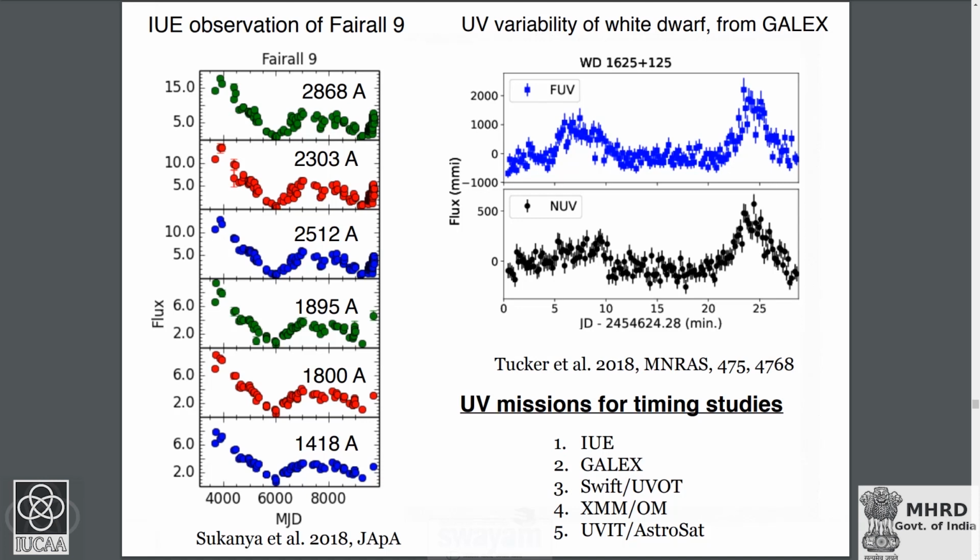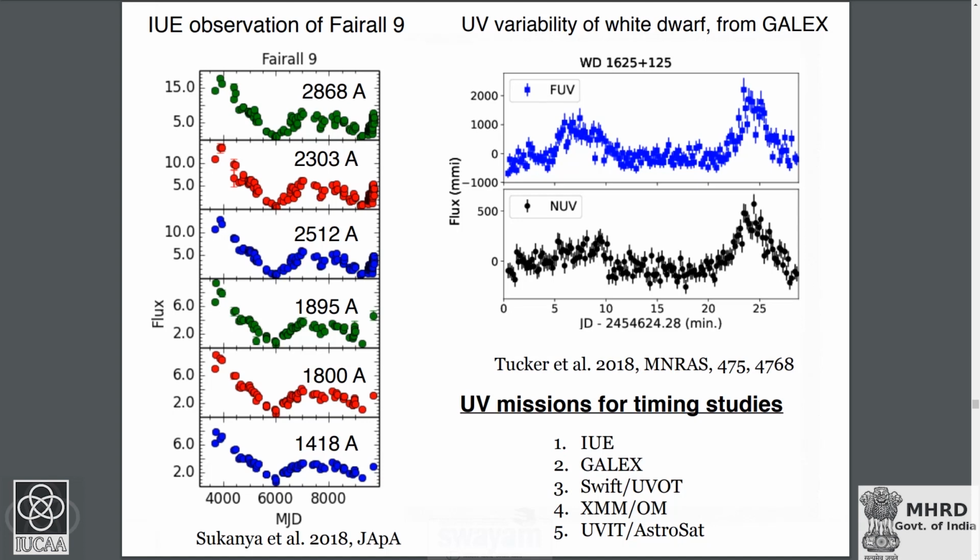So, this is from the mission called International Ultraviolet Explorer, and we also have what is called the SWIFT UVOT. SWIFT is a mission which is in the sky. This has a soft X-ray payload, a hard X-ray payload, as well as the UV optical payload.